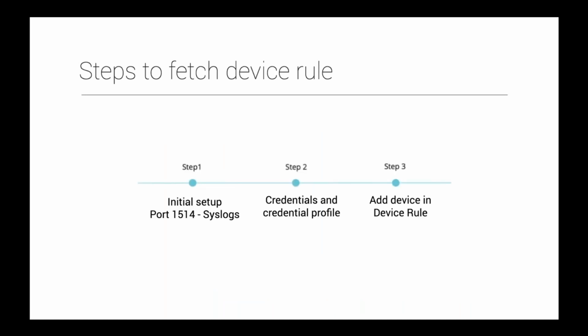Let us look at the steps to fetch device rule. Step 1 is to configure your firewall device to generate syslogs at the UDP port 1514, which would act as the listener port for Firewall Analyzer. Once you receive the syslogs from the firewall to the Firewall Analyzer, credential profile can be set for that specific device in the Firewall Analyzer. Once you set the credentials, you have to now fetch rules and configuration from your firewall and add the device to the device rule. Step 1 and 2 will be covered in detail in the next session on October 25th.